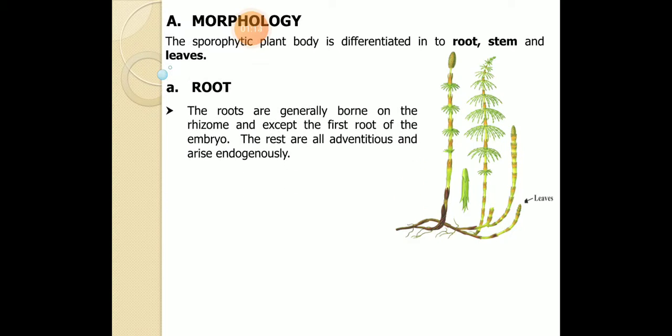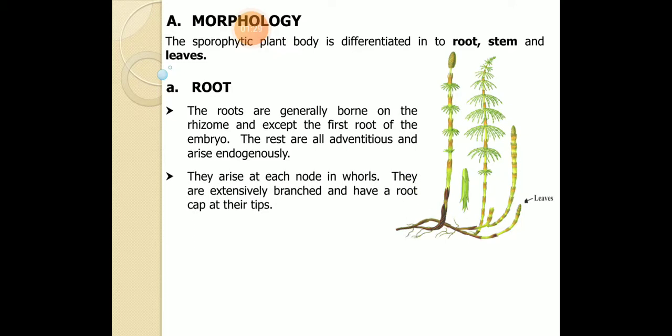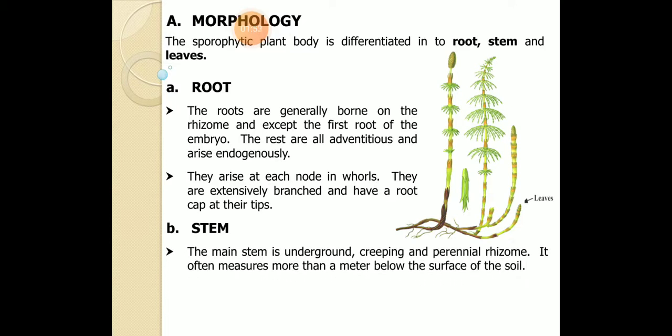The first part is the root. Roots are generally borne on the rhizome, except the first root of the embryo. The rest are all adventitious and arise endogenously. Sometimes you may have a question: in Equisetum, where do the roots arise? The roots arise endogenously from the branches, and at each whorl of the rhizome a root is present. They are extensively branching and have root caps.